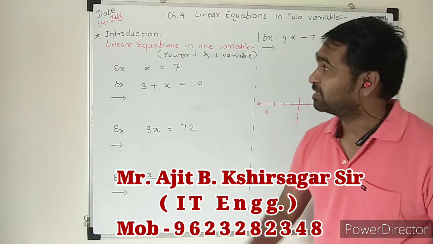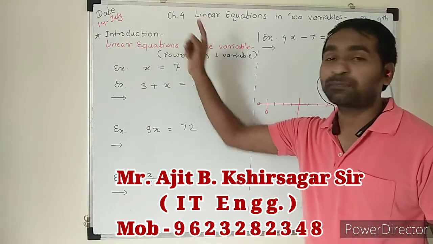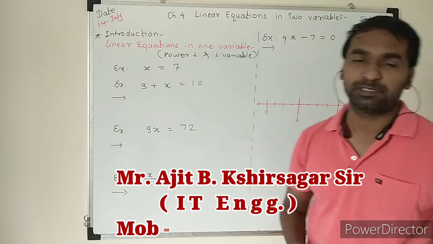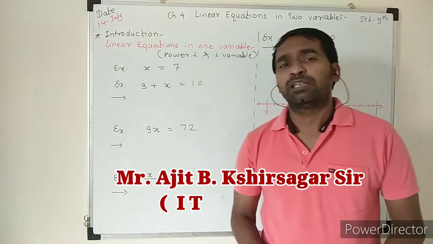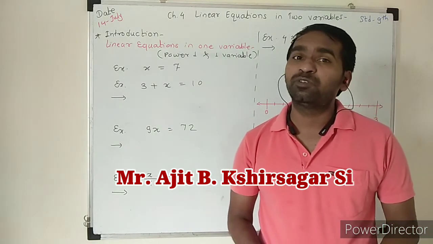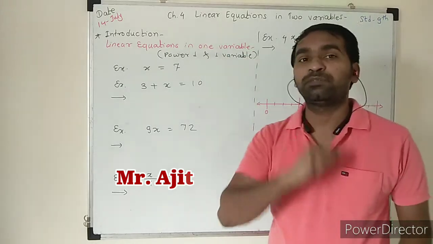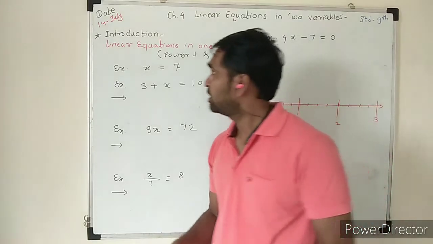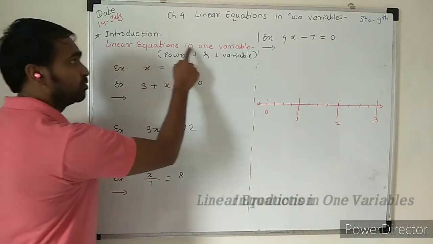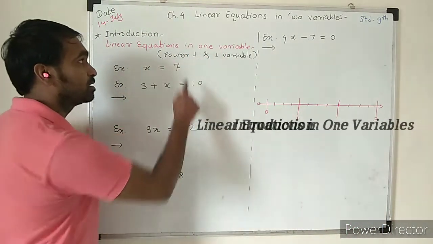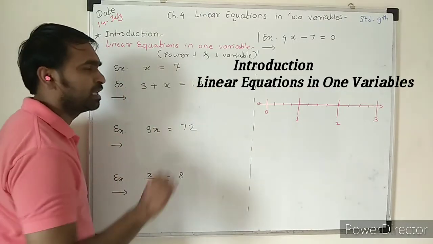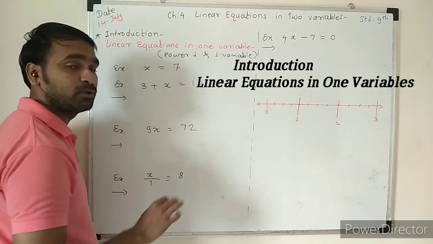Going to study the next new chapter, chapter number 4, linear equations in two variables. Last year in 8th standard you already learned linear equations in one variable. Here is a short introduction. In linear equations in one variable, the power is 1 and there is only one variable, any one letter from a to z.